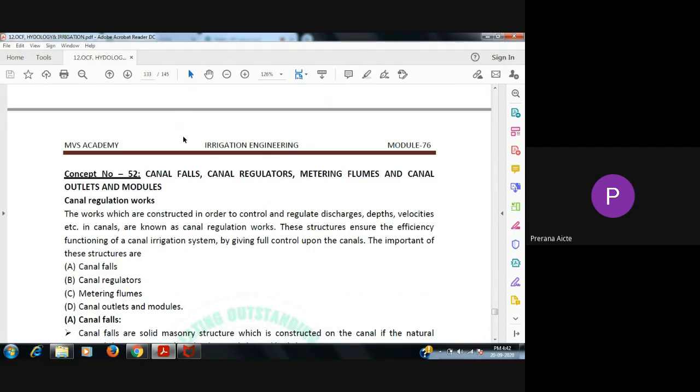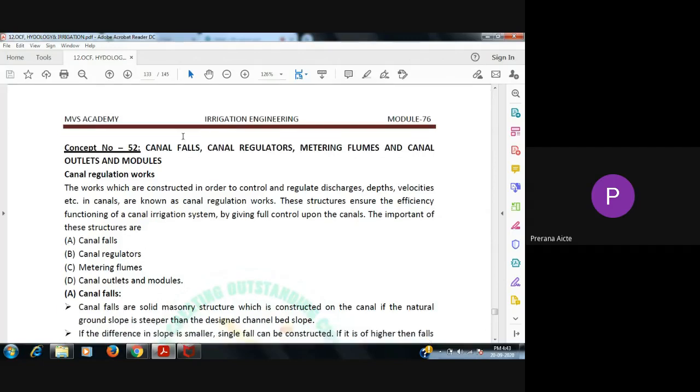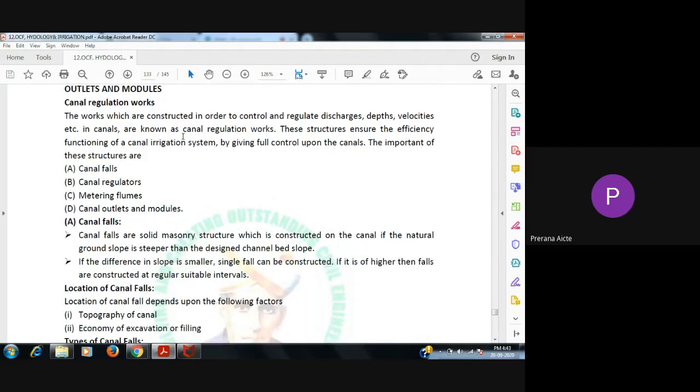What is meant by canal regulation works? They are mainly called CR works. Canal regulation means the works carried out to adjust the levels of the canal bed and the general ground level. The works constructed to control and regulate discharges, depths, velocities, etc. in a canal are known as canal regulation works. These structures ensure the efficient functioning of the canal irrigation system by giving full control over the canals. The important structures are canal falls, canal regulators, metering flumes, canal outlets and modules.